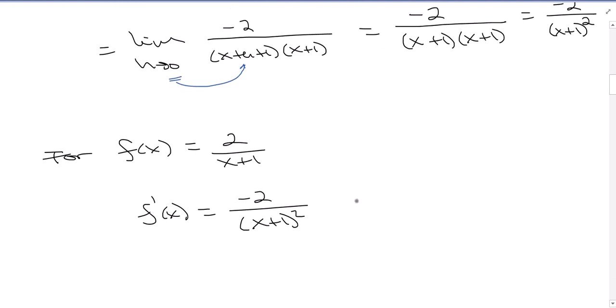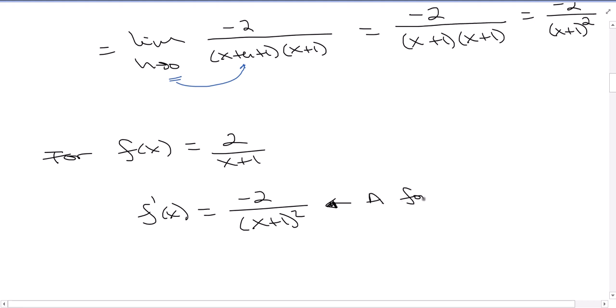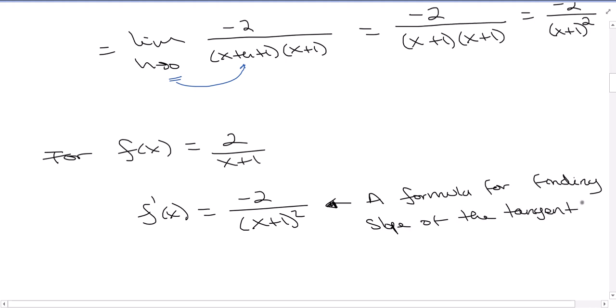Now this is the derivative as a function. So what is this helping us find? This is essentially the derivative. It gives us a formula or a function for finding the slope of the tangent line at any point. And that is the big concept here, that the derivative can help us find slope at any point on the graph.